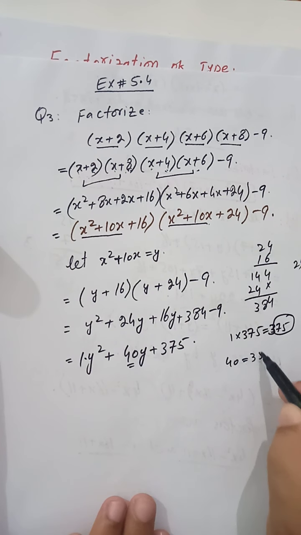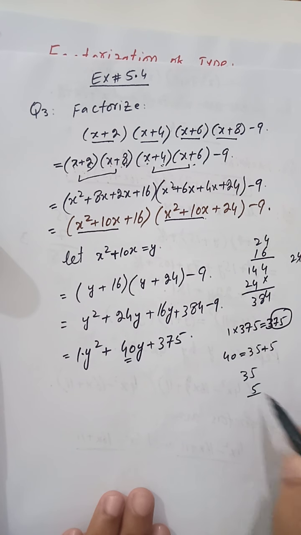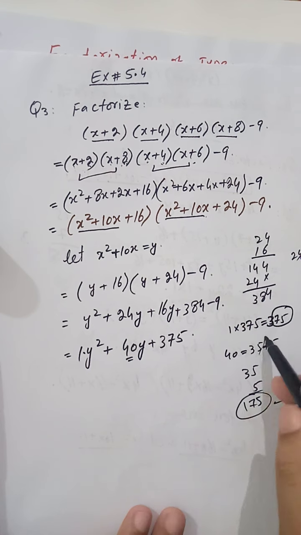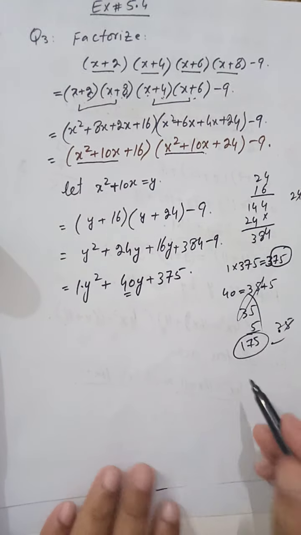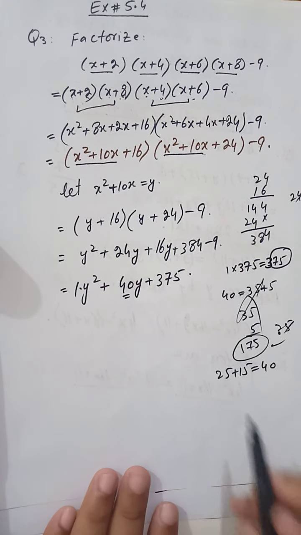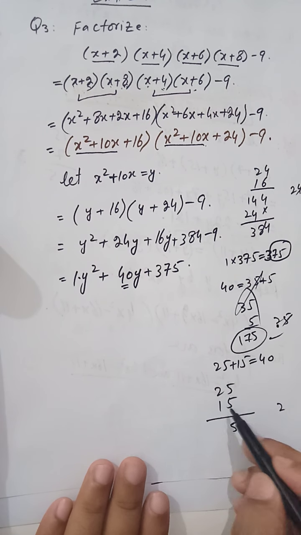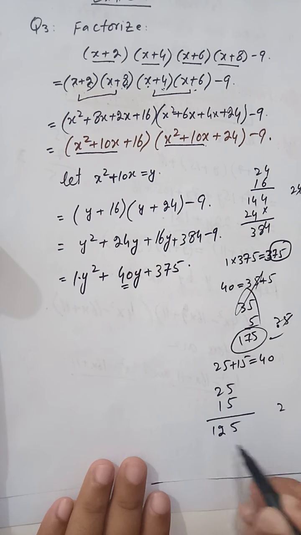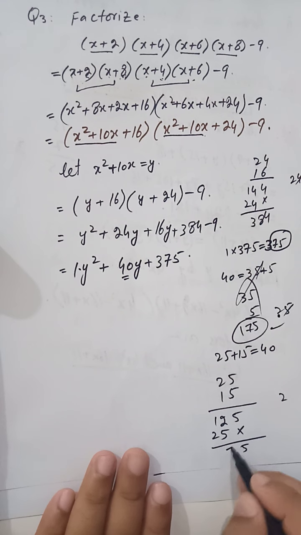So if I split it into 35 and 5, now multiplying 35 with 5, you will get 175. No, this is not correct. I am looking for 375. So if I multiply 25 and 15, because 25 and 15 add to 40, I am splitting this 40 into two parts. Now multiplying 15 with 25, 5 fives are 25, 5 twos are 10, 10 and 2, 125, so we get 375.